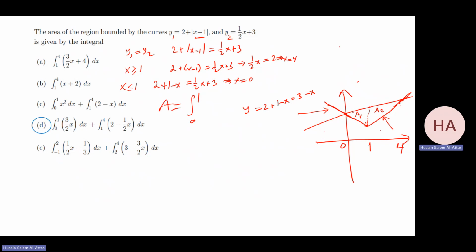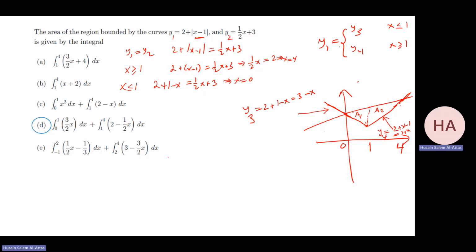So this one will be y equal 2 plus x minus 1, which is 1 plus x. Okay, so now for the area, let me call this y3 and this y4, where y1 will be y3 if x is less than or equal to 1, and y4 if x is greater than or equal to 1.